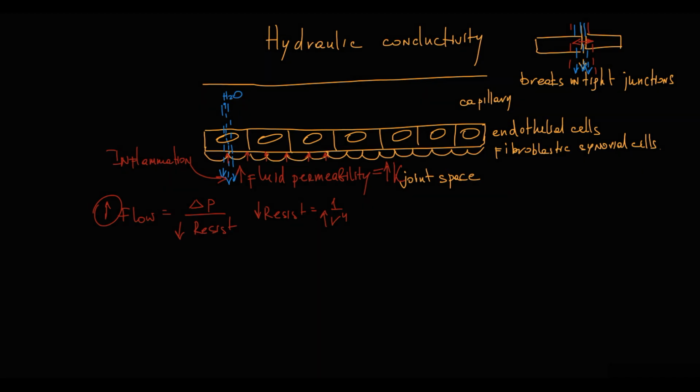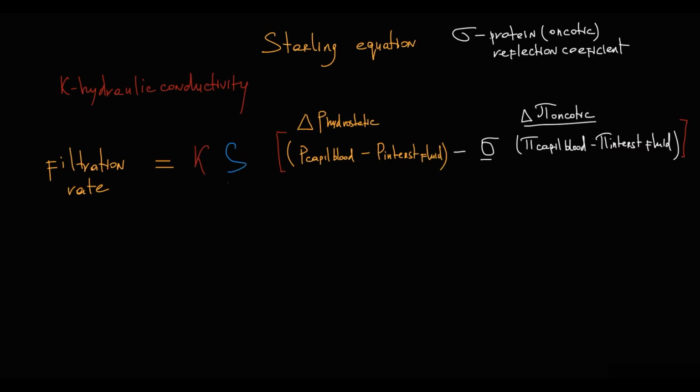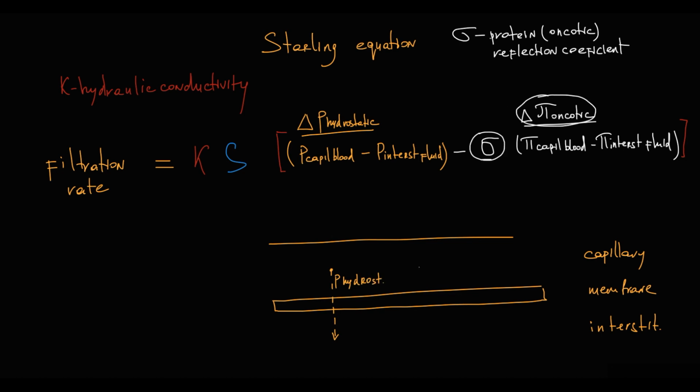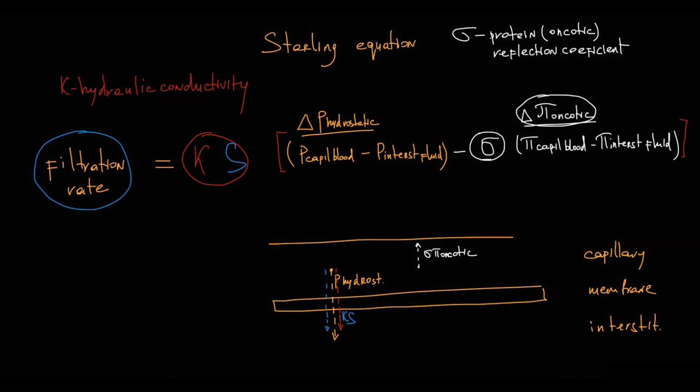And the last factor is filtration surface area. Basically, the more capillaries are opened, and the more they are dilated, the bigger the filtration surface area becomes, and the higher the filtration rate. So overall, hydrostatic pressure difference pushes fluid out of the capillary. Oncotic pressure difference corrected by the reflection coefficient keeps fluid inside the capillary, so it's the opposite force. Also, the more permeable the membrane is to fluid and the higher the filtration surface area, the more fluid goes out of the capillary into the interstitial space. So that's the general principle of how filtration works.